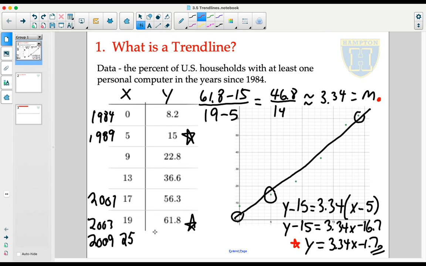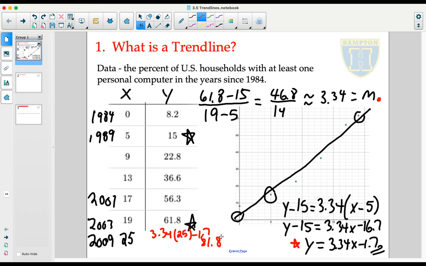So I'm going to say 25 years is 3.34 times 25 minus 1.7. And you're welcome to check me on the arithmetic of this, but that should come out to be 81.8% of households. That is a significant increase over the 6 years before it, which is what we would have anticipated. The answer that we got still makes sense. We're less than 100%. We don't want our answer to go over 100%.